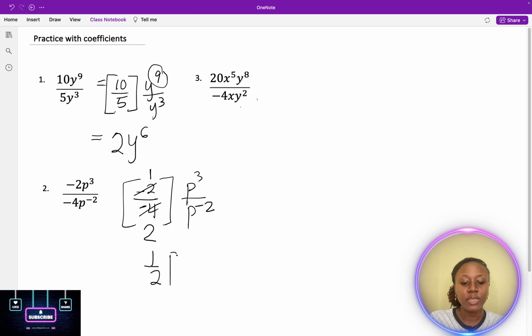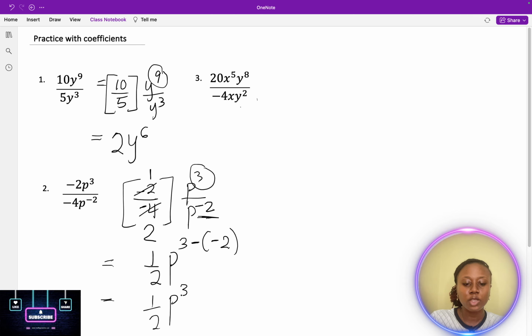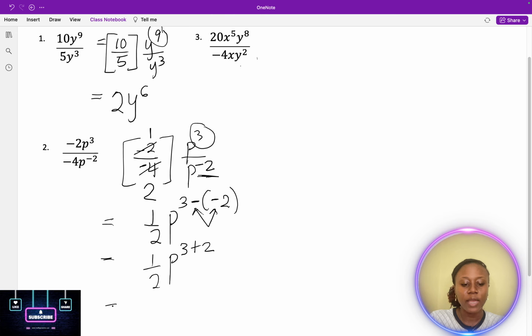Now we have p, which is in our numerator, to the power of 3 minus the denominator, and I'll put that in brackets, and that's going to be a minus 2. Therefore, we are going to have half p to the third power. Negative times negative is a plus 2. Alright, so we finally have half p to the power of 5.